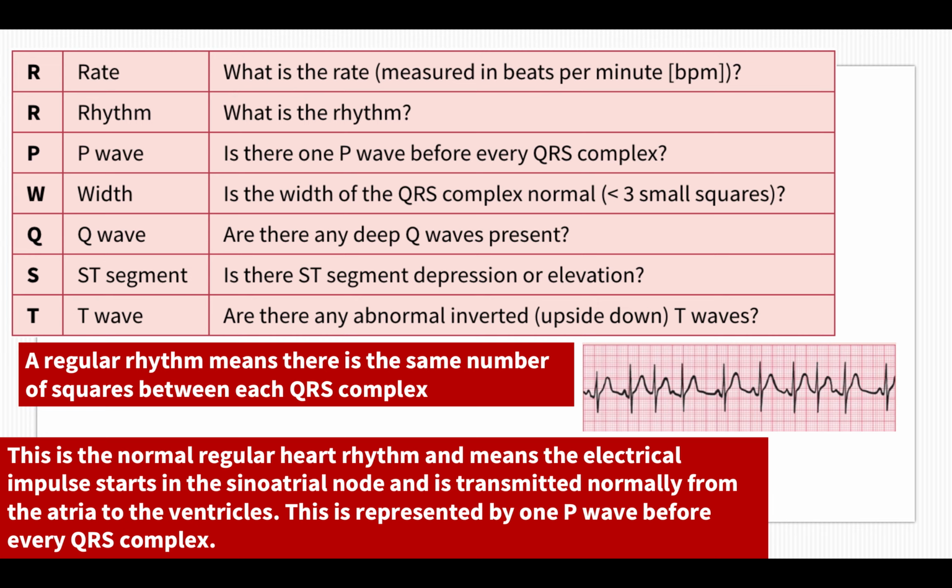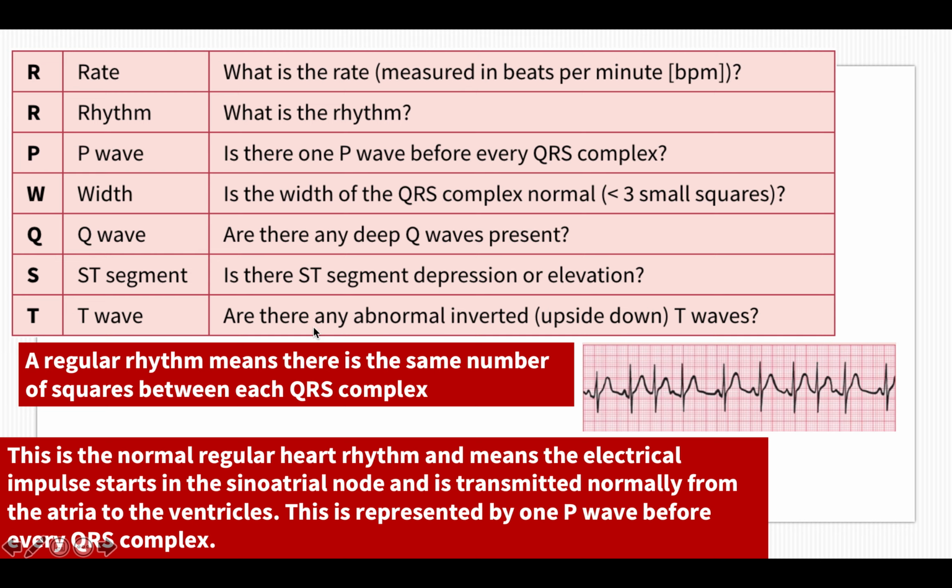A regular rhythm usually means that there is the same number of squares between each QRS complex. So on the screen now, where the mouse is pointing to, you can see here the number of squares between each QRS complex is not regular. Here is different, here is the same, but here is different again, different, same, different. So here clearly there is not a regular rhythm.